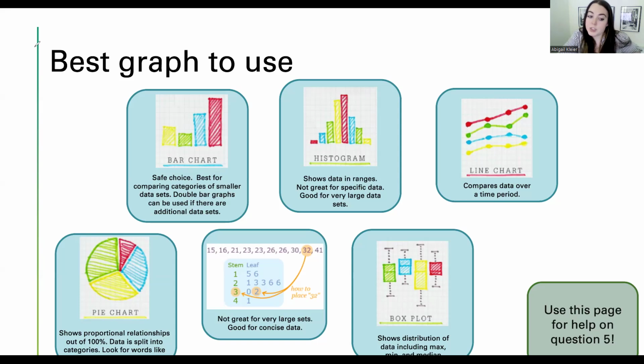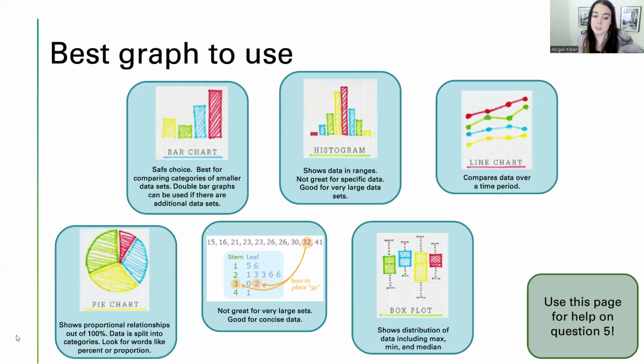Next, we've got pie chart, also known as the circle graph. This is a proportional relationship out of 100%, just like we discussed on that last slide. Your data is split into categories, and you're going to look for words like proportion or percent. So those keywords like proportion and percent will really help you identify whether or not you should use a circle graph. It's also important to note that you would not have a ton of categories when talking about a pie chart or a circle graph. Usually those circle graphs are limited to about 7 categories or less. So you're just comparing a few different sets of data out of 100%.